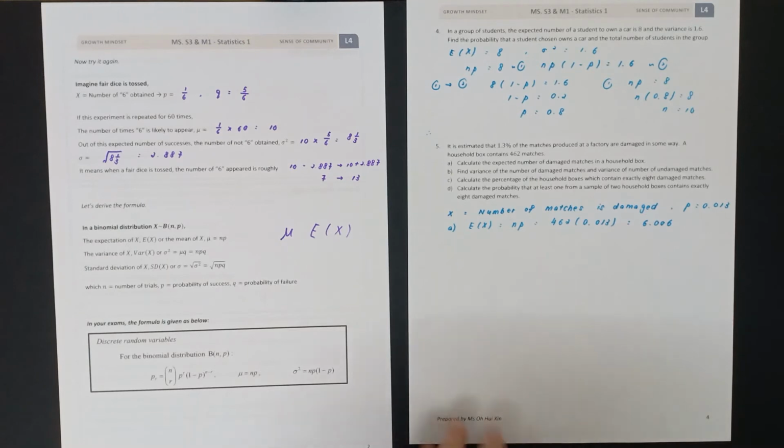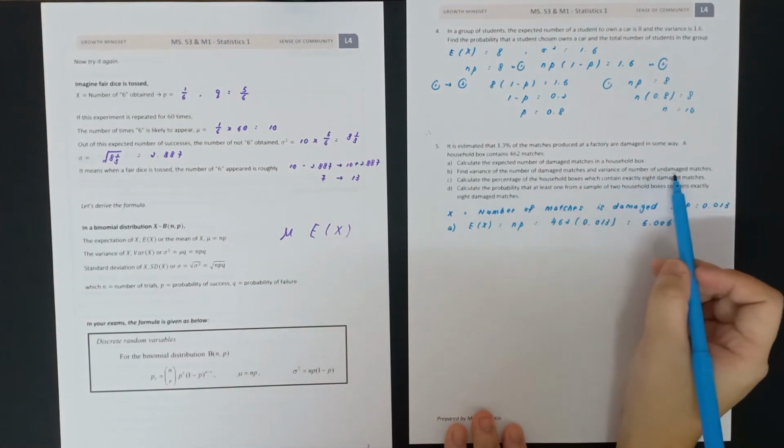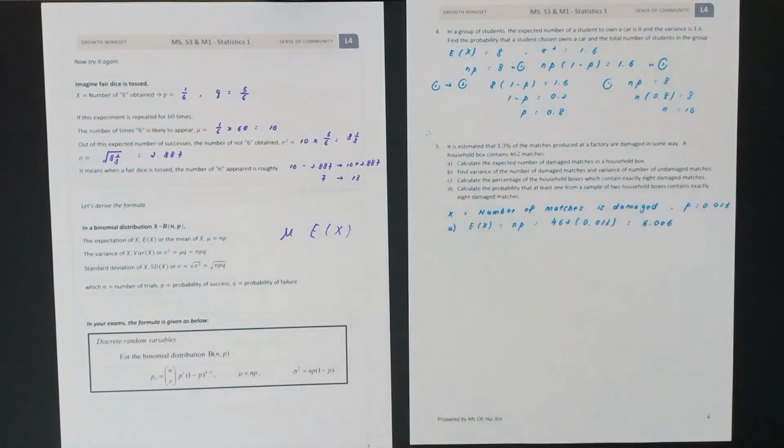B, find the variance of the number of damaged matches and the variance of number of undamaged matches. Okay, so you might find it very confusing now. So what does that mean by the number of damaged matches? Then what does that mean by undamaged matches? Okay, it's totally fine. Now we try to say this.